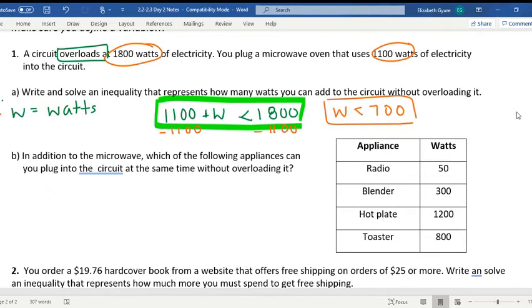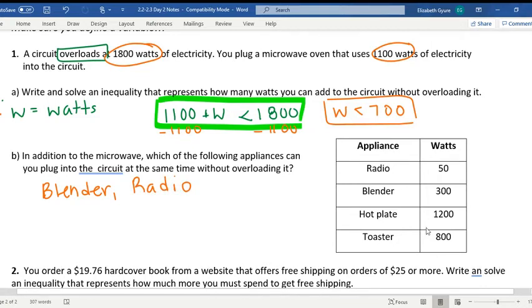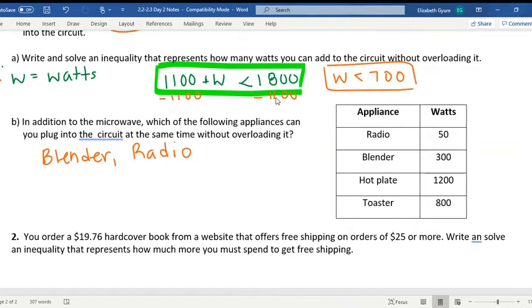So question B says, in addition to the microwave, which of the following appliances can you plug into the circuit at the same time without overloading it? Let's take a look at my options. Which ones could I plug in without overloading it? Asia, give me one. Sure, I could plug in the blender. Alex, give me another one. The radio. Yeah, that's it. If I plug in the toaster, that's not going to work, or the hot plate. Good. Jane, are you paying attention? These are the word problems. All right. We okay with that one?